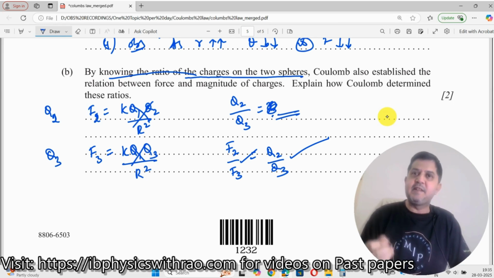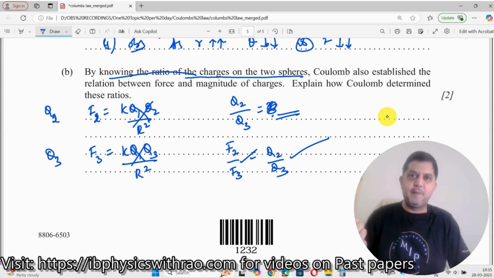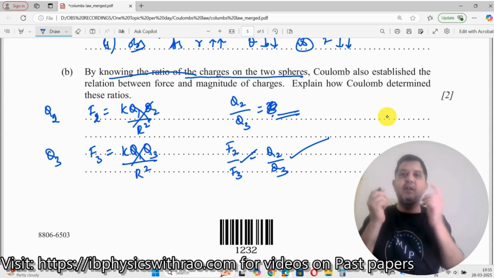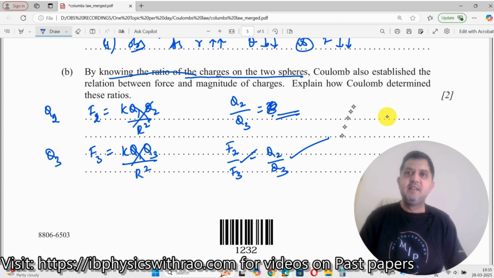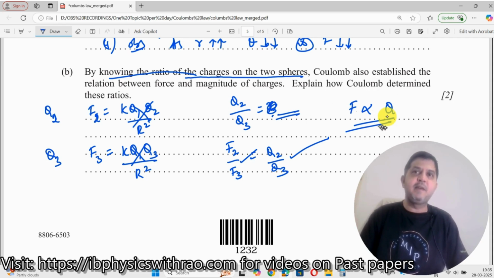So what can we say? We can say that as the charge increases on the second sphere, the mutual force of repulsion between them also increases. Thus we can say this force should be proportional to Q, right? So we can write it like this also. So Coulomb was able to establish or determine, making use of this ratio, how the force between any two charges changes, and thus we say the force is proportional to charge.